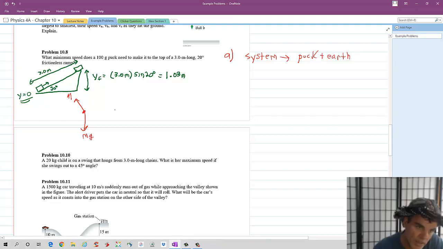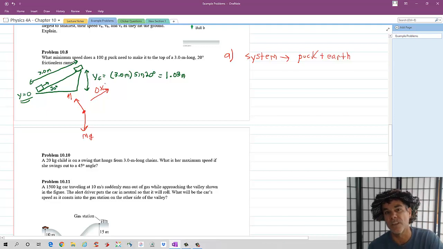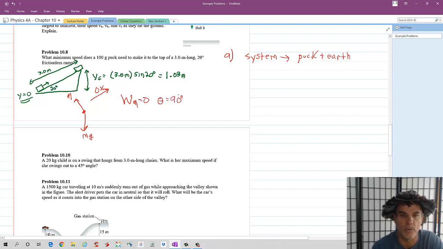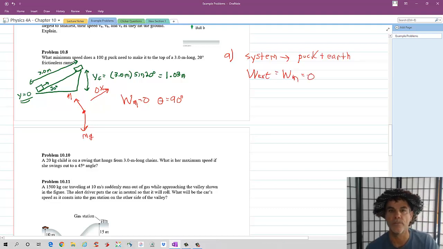And if you look, this thing is being displaced up the ramp. The normal force is perpendicular to the ramp, which means the work done by the normal force is going to be 0 because the angle between the normal force and the displacement is 90 degrees. So the way I've defined my system, the only work done by external forces is the work done by the normal force, which is 0.